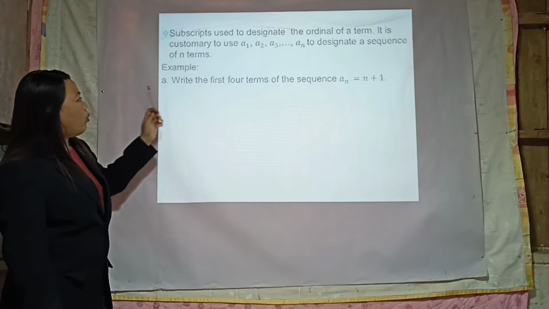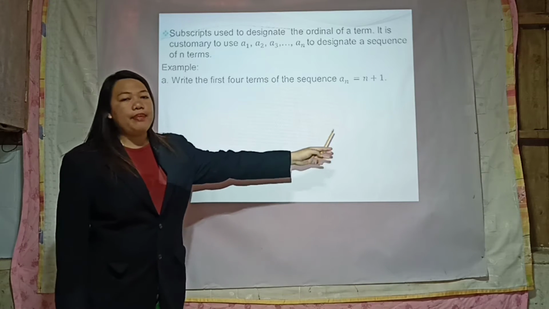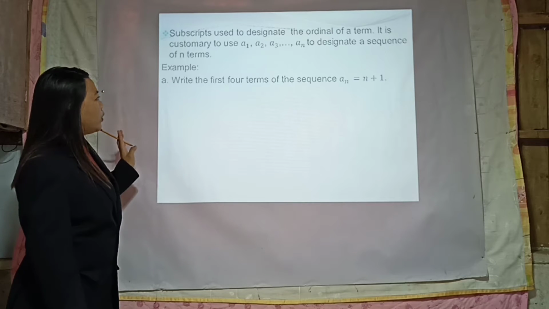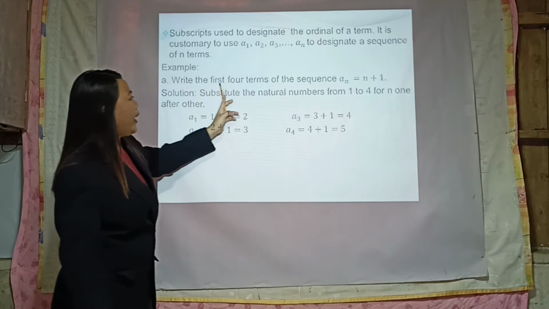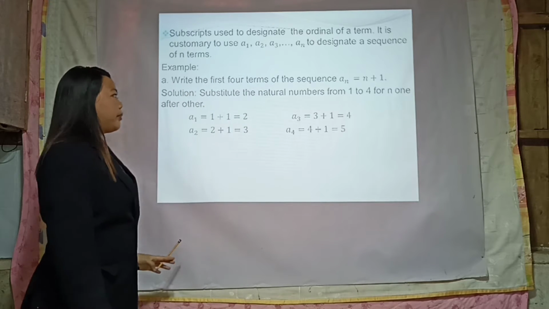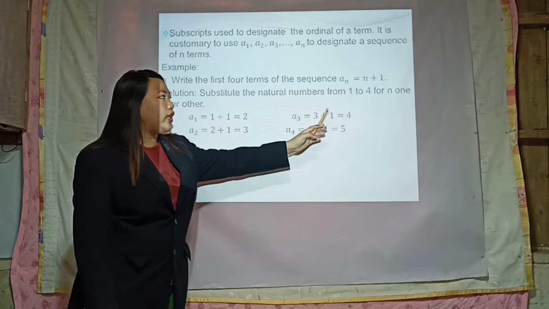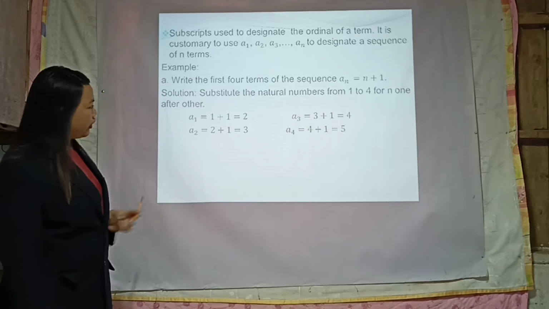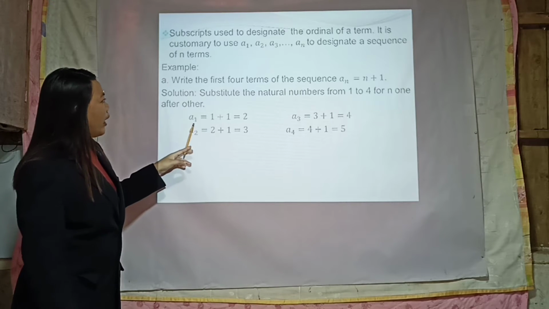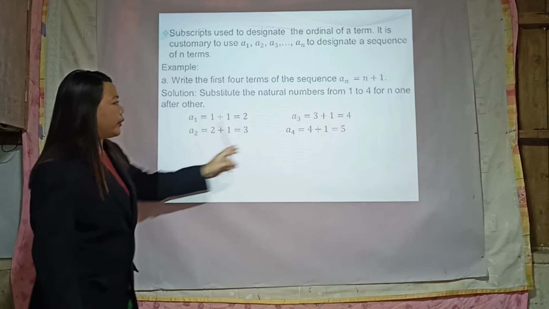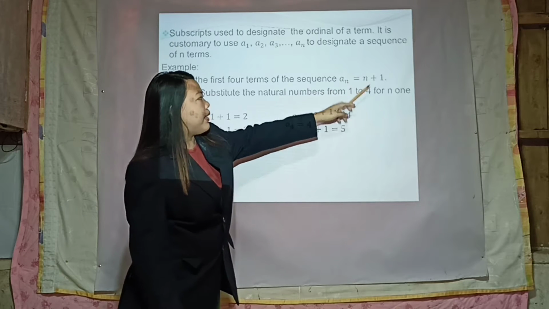So, example: write the first 4 terms of the sequence a sub n is equal to n plus 1. The subscripts will be 1, 2, 3, and 4 because we're finding the first 4 terms. Solution: substitute the natural numbers from 1 to 4 for n one after another. We will just substitute n with 1, which is finding the first term, then the second term, third term, and fourth term, using the formula a sub n is equal to n plus 1.